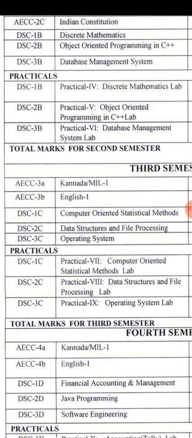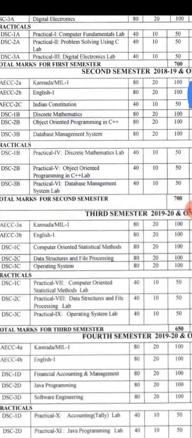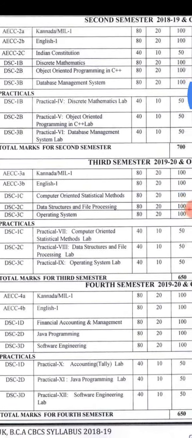And practicals for this third semester are practical number 7 on computer oriented statistical methods lab, practical number 8 on data structures and file processing, practical number 9 on operating system. So all these three practicals again for 50 marks, 40 external and 10 internal.